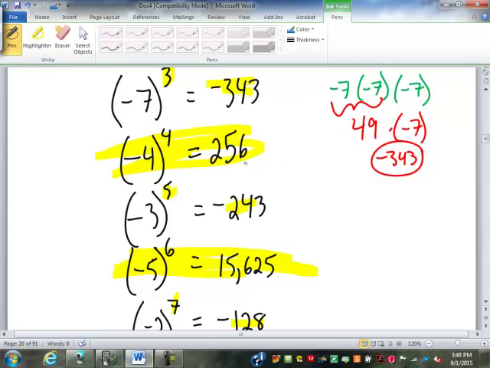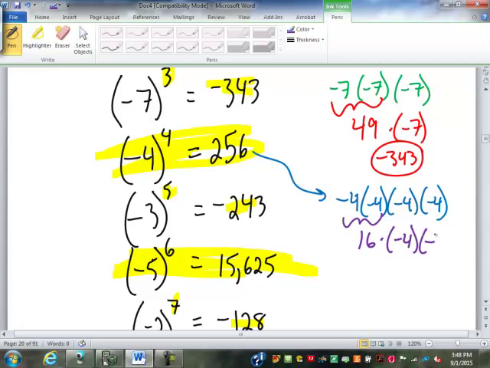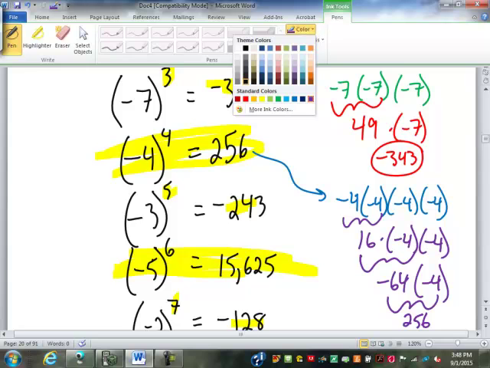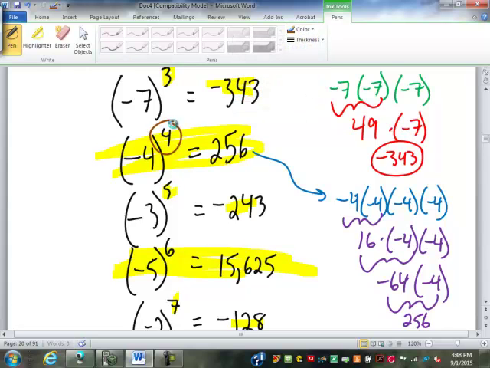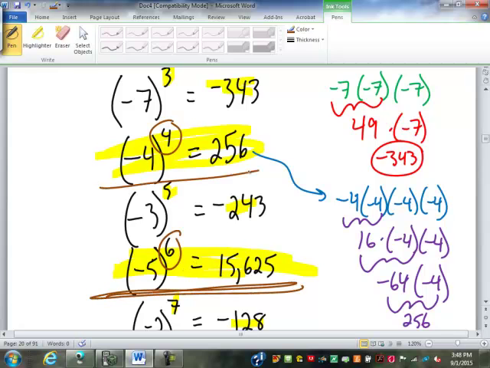But for the negative 4 to the power of 4, that's 4 negative 4s multiplied together. Well, negative 4 times negative 4 is a positive 16. Times another negative 4 is a negative 64. And now it's a negative times a negative, which makes a positive 256. So anytime we have an even power on a number, the result has to be positive.